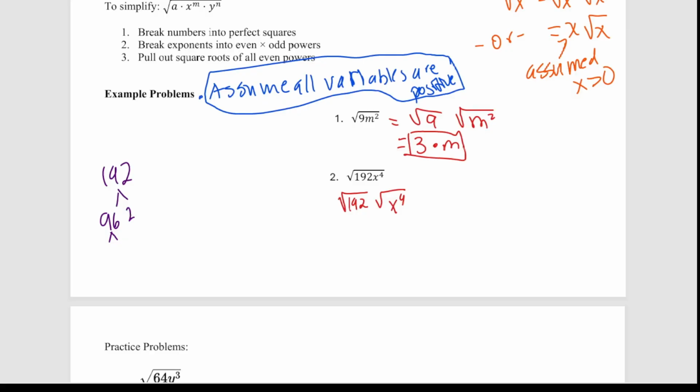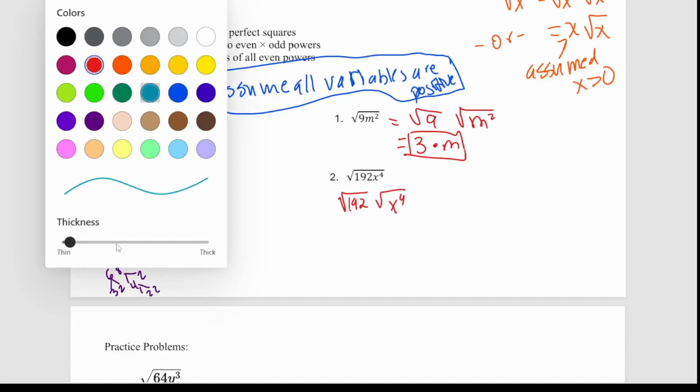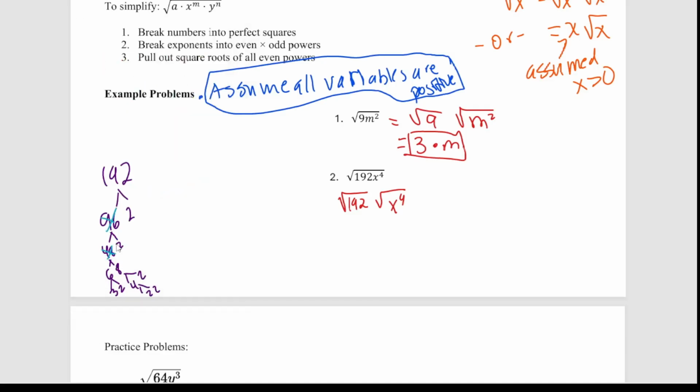96 divided by 2 is going to leave us with 48. 48, I'm aware, breaks down to 6 times 8. 6 breaks down to 3 times 2, and 8 breaks down into 4 times 2, and 4 breaks down to 2 times 2. And then I'm going to go ahead and just cross off anywhere I had a middle step so that I don't confuse that with the final factorization.